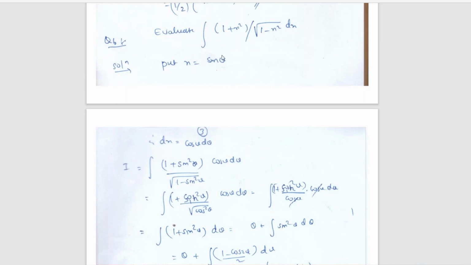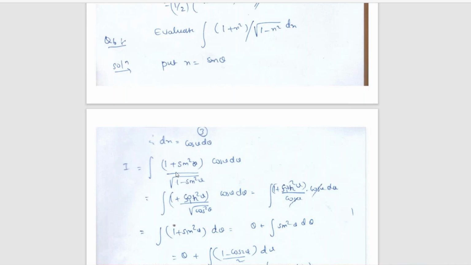Since I have 1 instead of a square, I'm using x equal to sine theta. Therefore, dx equal to differentiation of sine theta, which is cos theta d theta. Therefore, the above integral becomes integral 1 plus sine square theta, because x is sine theta, by square root of 1 minus sine square theta, and dx is cos theta d theta.